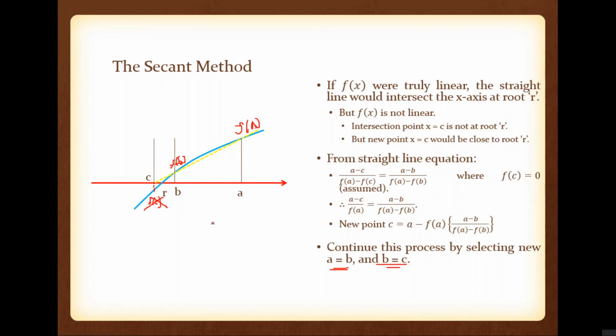Substitute means now take this one as the new a. Now take this one as the new b. Now by using this a and b, we have to continue this iteration. So this new a and b will give new c. So that way, you have to continue the iteration.